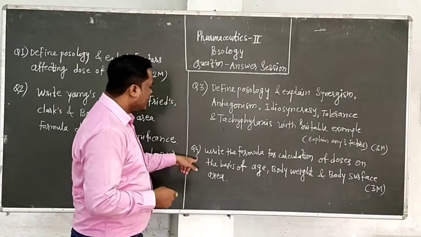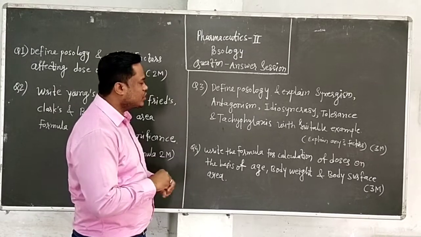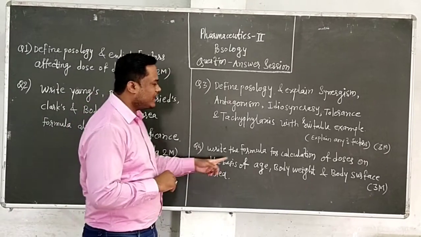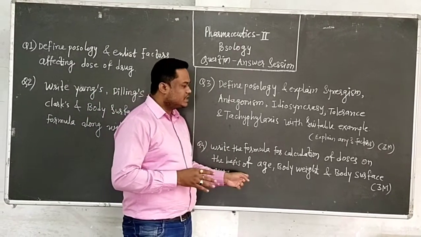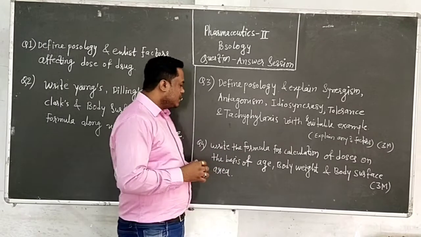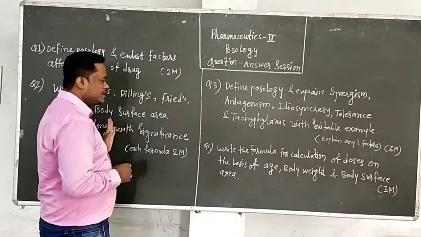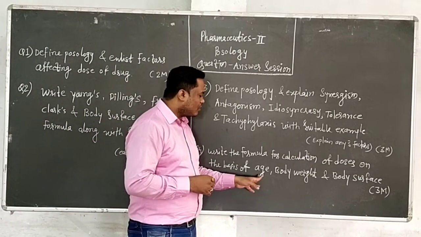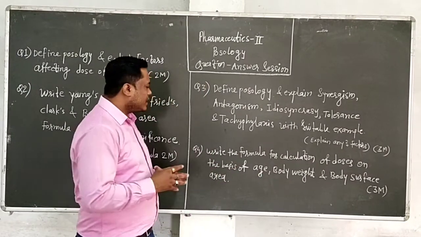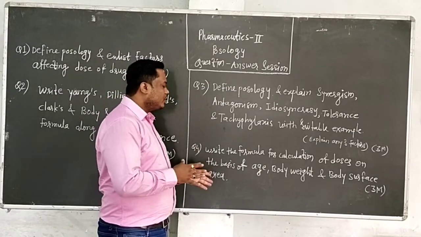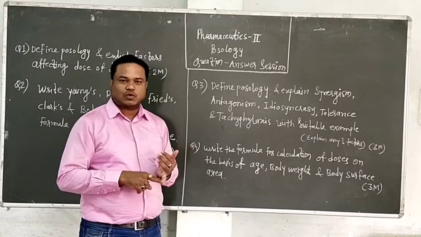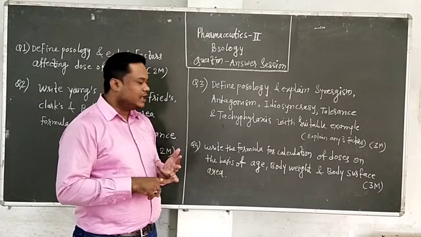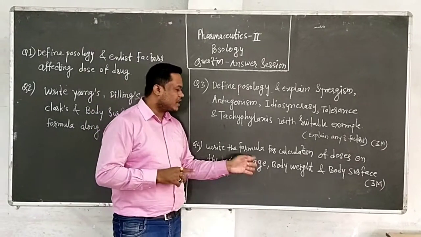Then the last question is: write the formula for calculation of doses on the basis of age, body weight and body surface area. This is an important question and is asked for 3 marks. In the previous question we saw the formulas. In this question we have to write the formulas for calculation according to age. The first formula is Young's formula, the second is Dilling's formula, and the third is Fried's formula.